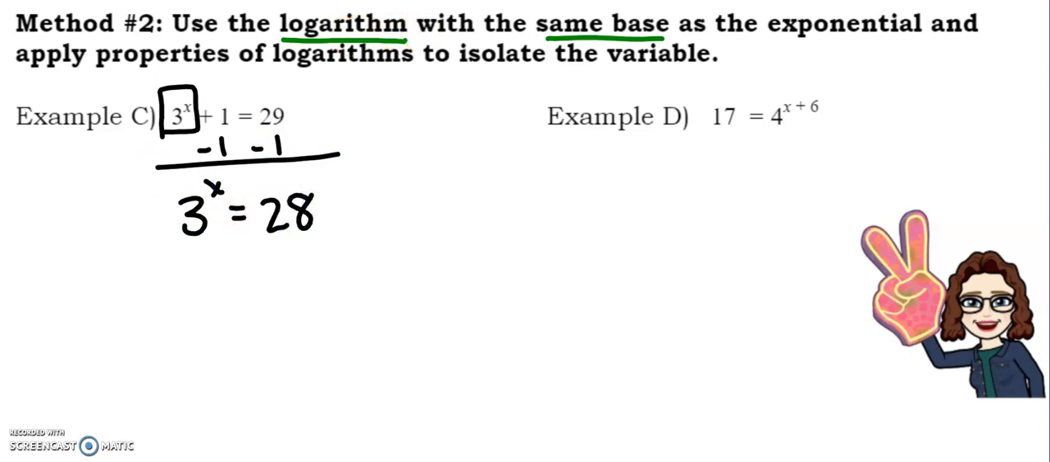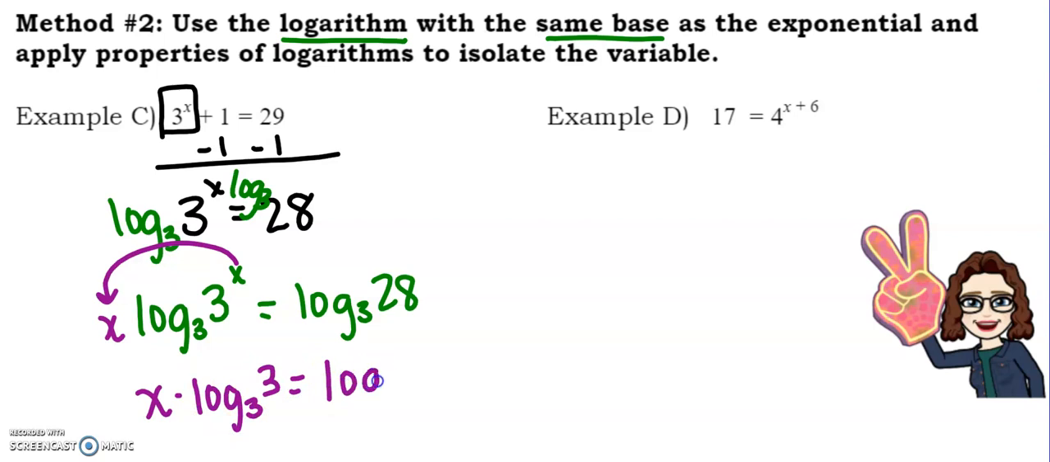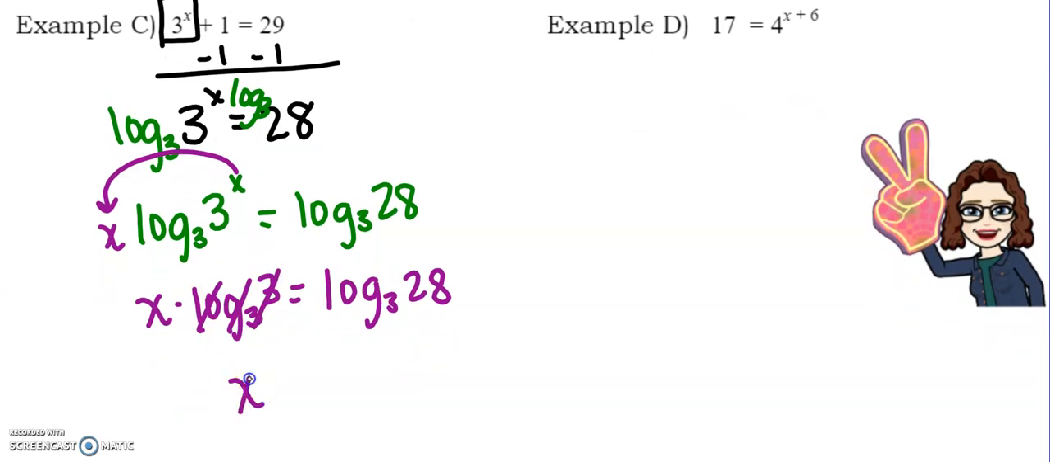And then it says use a logarithm with the same base as the exponential. Well, here my base is 3, so I'm going to take a log base 3 of both sides. Then use properties of logarithms to isolate the variable. So right now what I have is log base 3 of 3 to the x is equal to log base 3 of 28. But we know from our properties that I can swing that x right down in front. And log base 3 of 3 is going to cancel itself out because that value is just 1. So I get x equals log base 3 of 28.